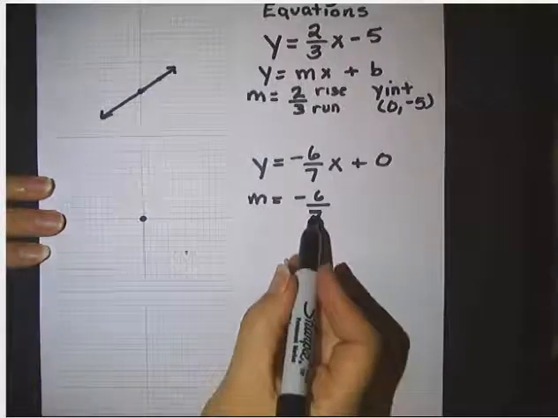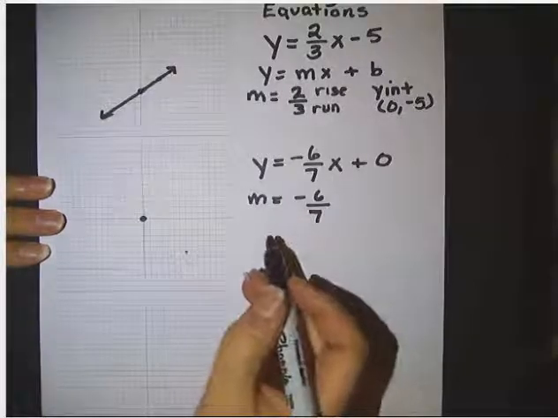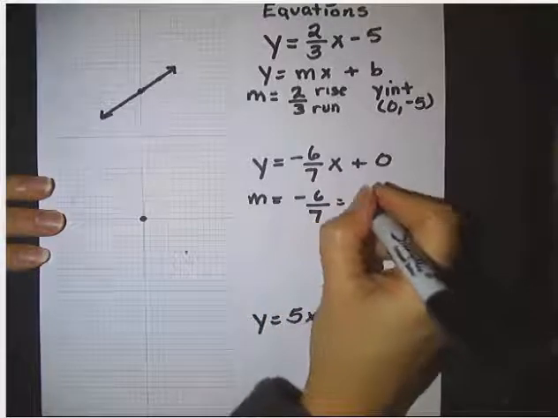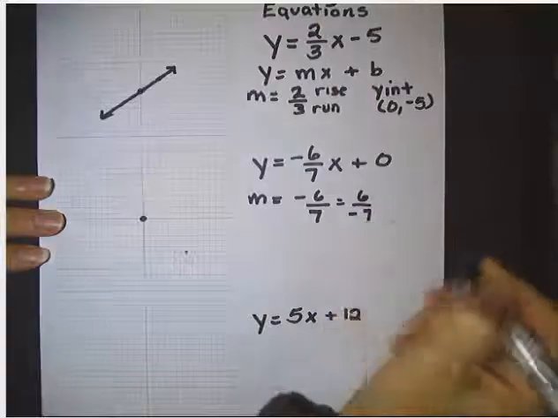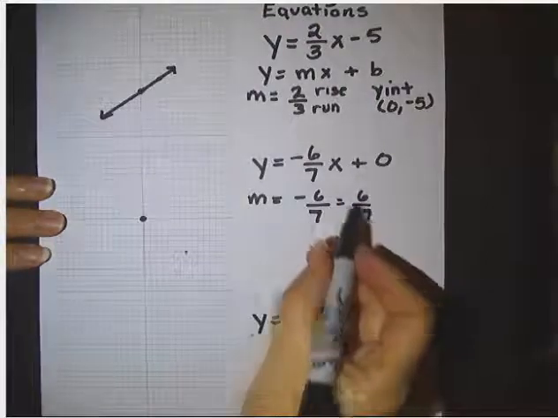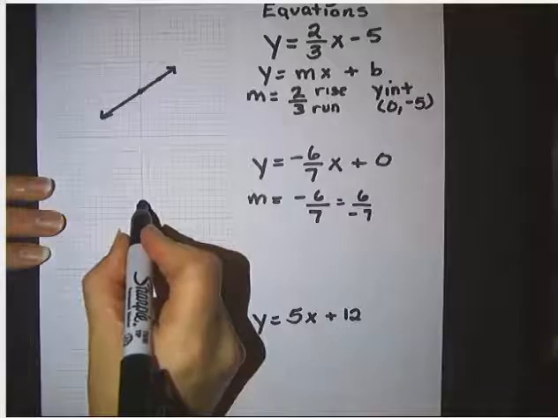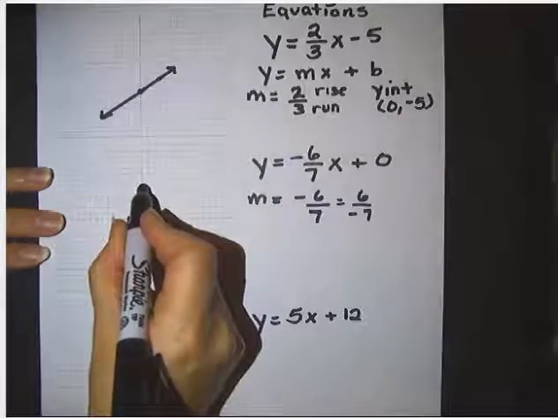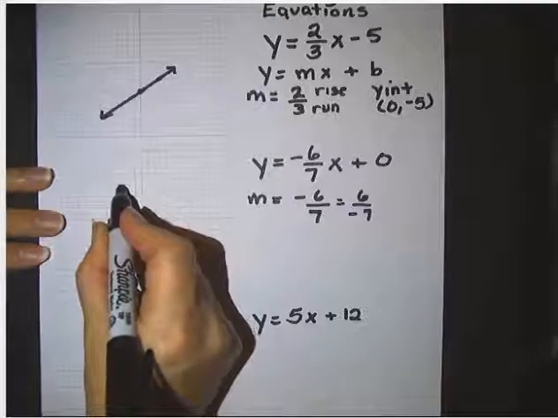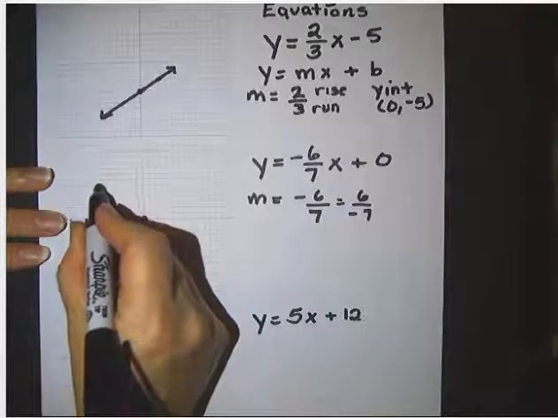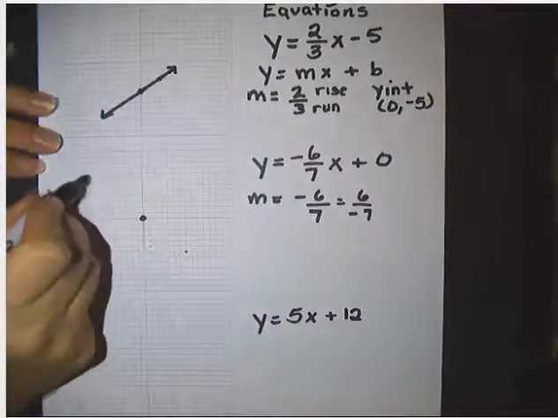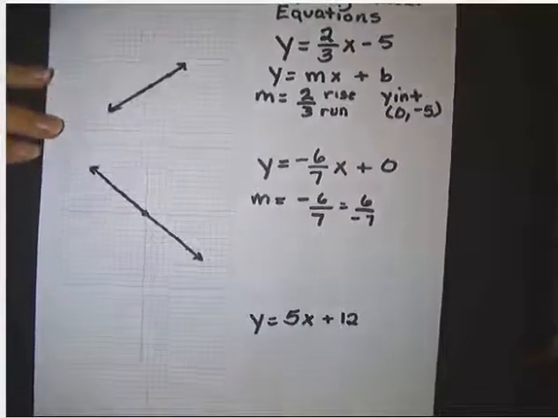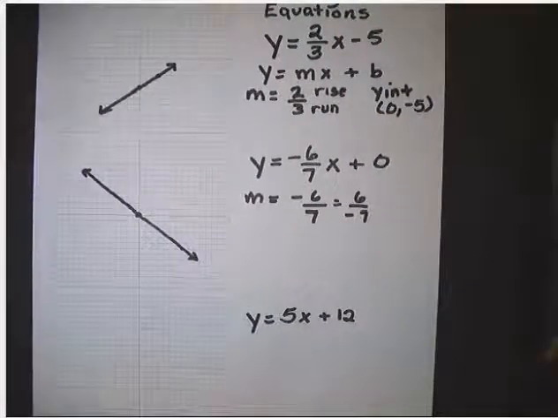Now if your slope is taking your point off the graph, you can always put the negative. This is the same thing as 6/-7. Put the negative in the denominator, and you can actually rise 6. 1, 2, 3, 4, 5, 6. Instead of running to the right, you'll go back 7. 1, 2, 3, 4, 5, 6, 7. So there is my line. Again, I should use a ruler. With a slope of -6/7 and a y-intercept going through 0.